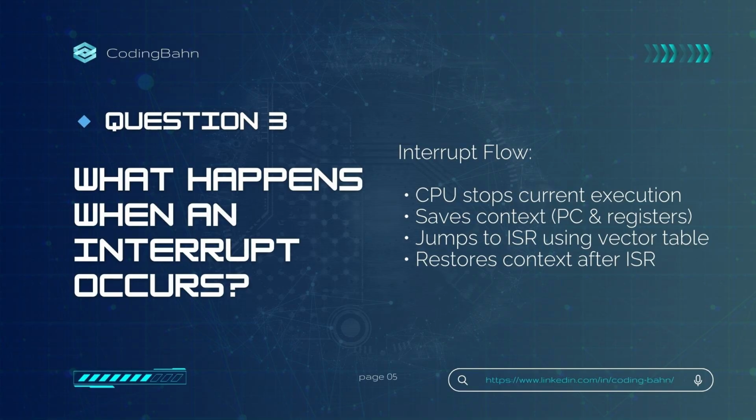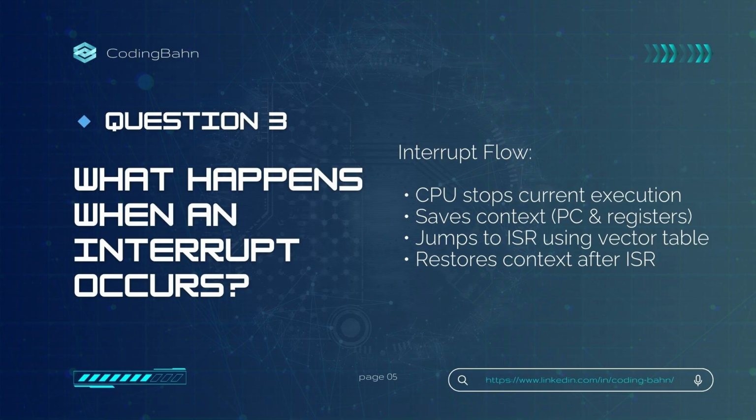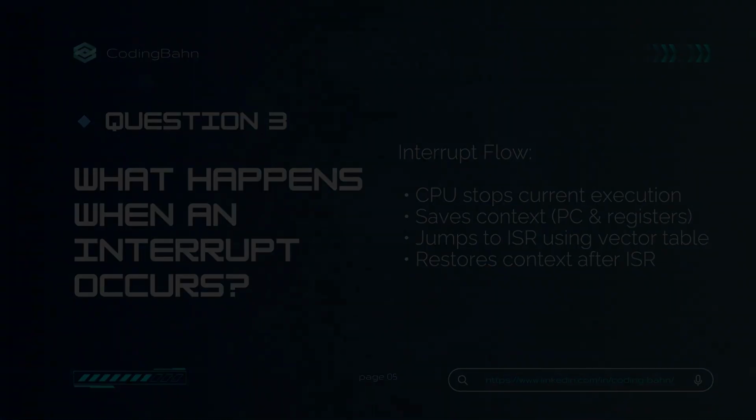Question 3. What happens when an interrupt occurs? When an interrupt occurs, the CPU stops executing the current instruction. It saves the current context like program counter and registers. Then it jumps to the interrupt service routine using the interrupt vector table. After ISR execution, the CPU restores the context and resumes normal execution. Keywords interviewer likes: context saving, vector table, ISR.